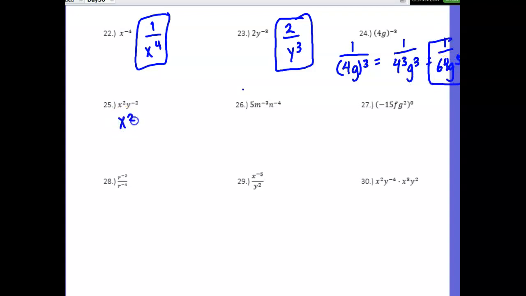This would be x squared. We'll just move the y down to the denominator and make it positive. So for this one it would be 5, and then we just move the m in the end, so m to the 3rd, n to the 4th, and we would be done.